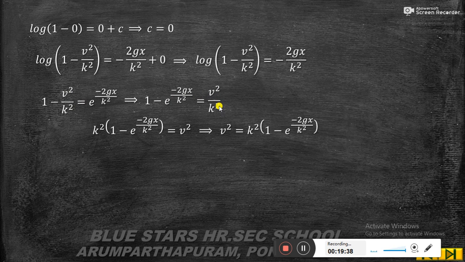So v square by k square. I multiply k square on the left hand side, so k square into 1 minus e power minus 2gx by k square equals v square. Therefore, reversing the equation, v square equals k square into 1 minus e power minus 2gx by k square. This is the solution for this problem.